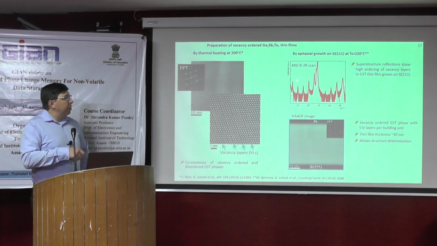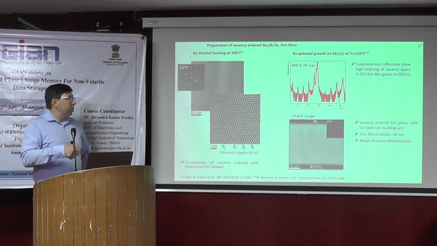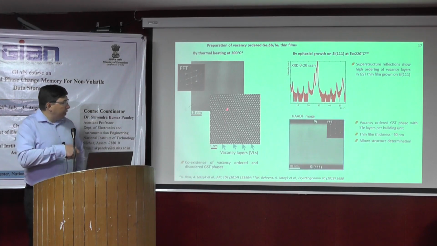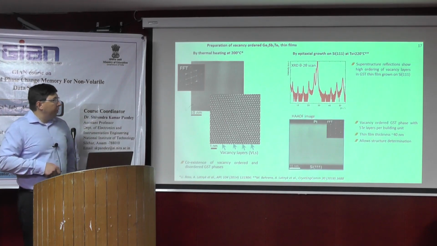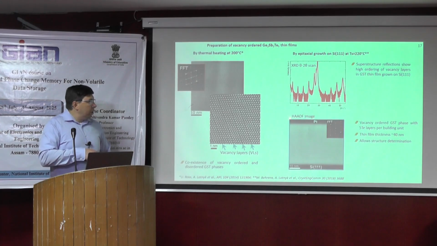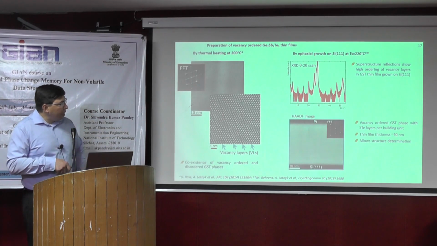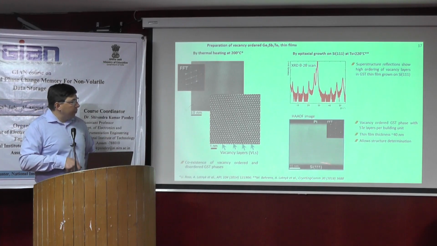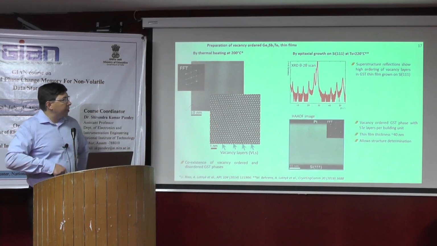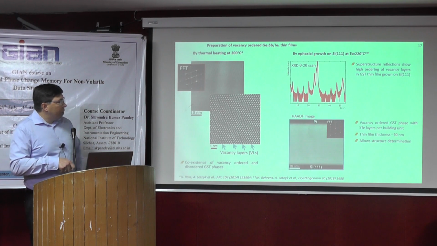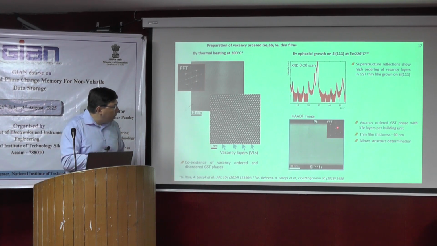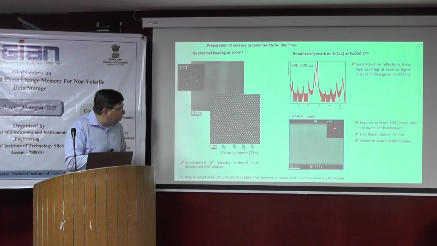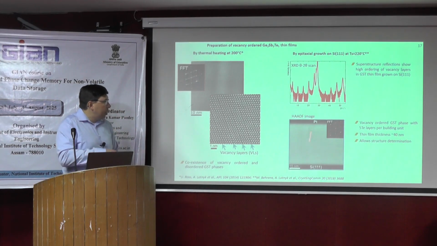Here, this peak shows the superstructure. This belongs to the ordering of vacancy layers. Also, the high-angle annular dark field image shows the formation of highly ordered vacancies in this system. It shows nicely here 1, 2, 3, 4. So 4 means 5 layers in the field.